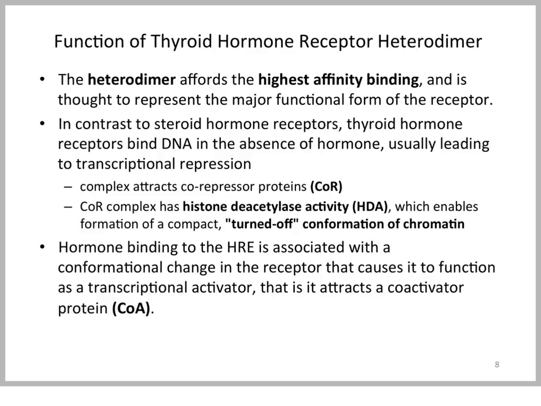Once you get hormone binding to this complex of the heterodimer, in this case the thyroid hormone receptor, you have a conformational change that leads to attraction of the transcriptional activator, the co-activator, and that sort of turns that gene on again.